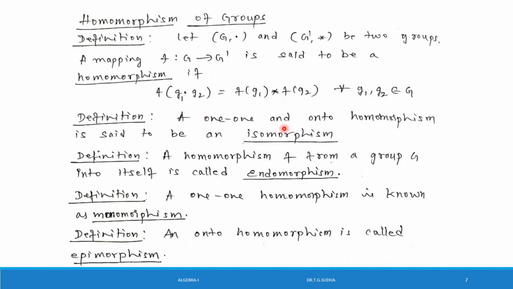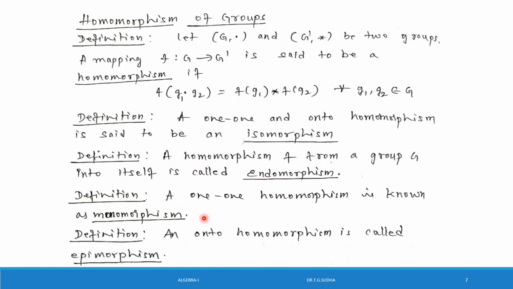A 1-1 and onto homomorphism is said to be an isomorphism. Therefore, a mapping is said to be an isomorphism if it satisfies the 1-1 condition, the onto condition, as well as the homomorphism condition. A homomorphism f from a group G into itself is called an endomorphism. Suppose you consider a mapping f from G to itself, and it is a homomorphism, then it is known as an endomorphism. A 1-1 homomorphism is known as a monomorphism.